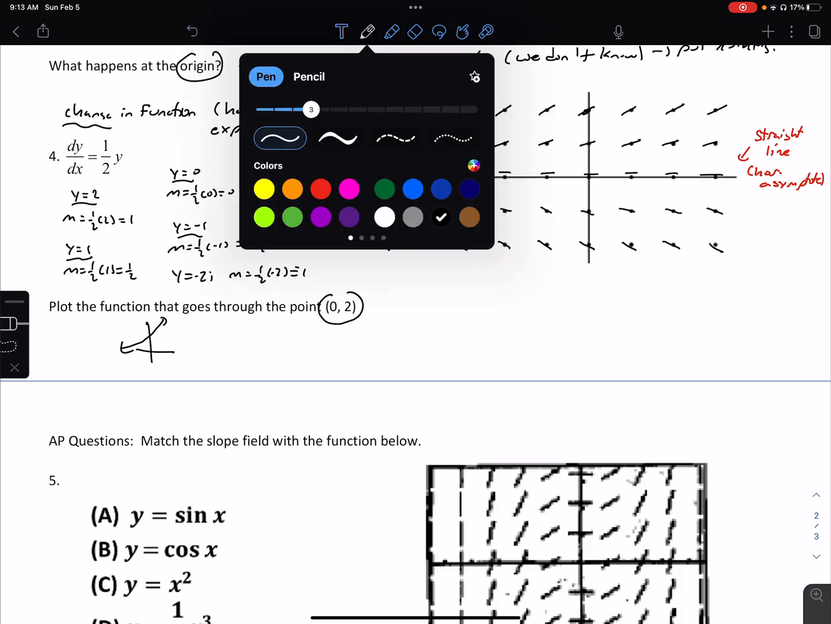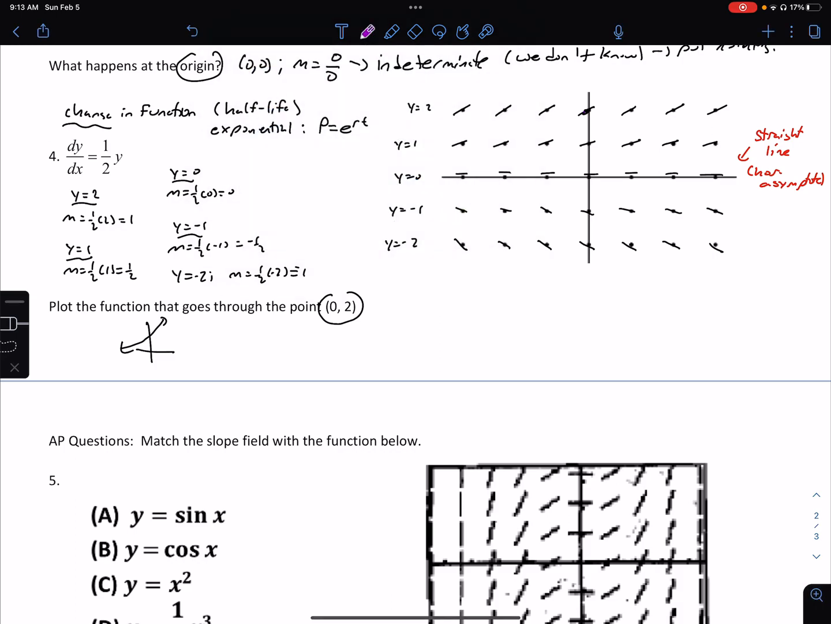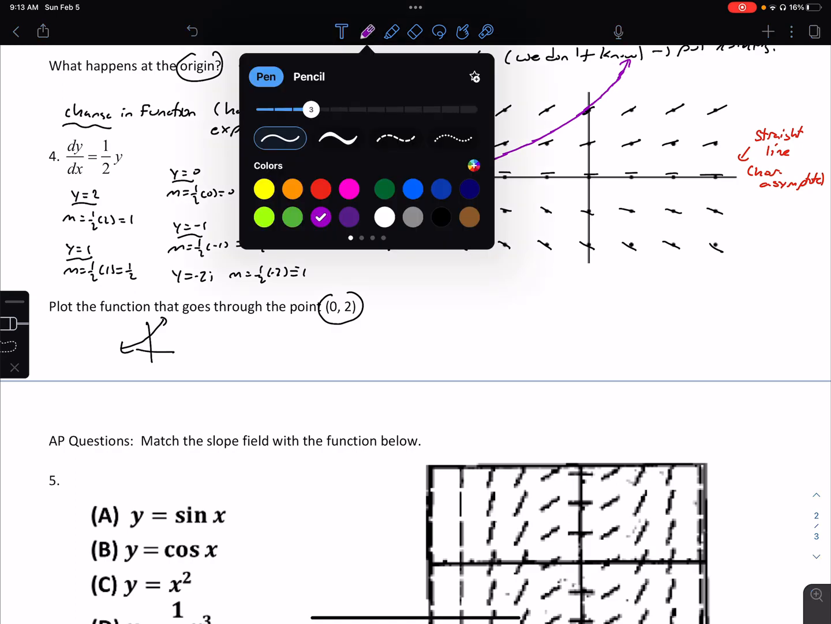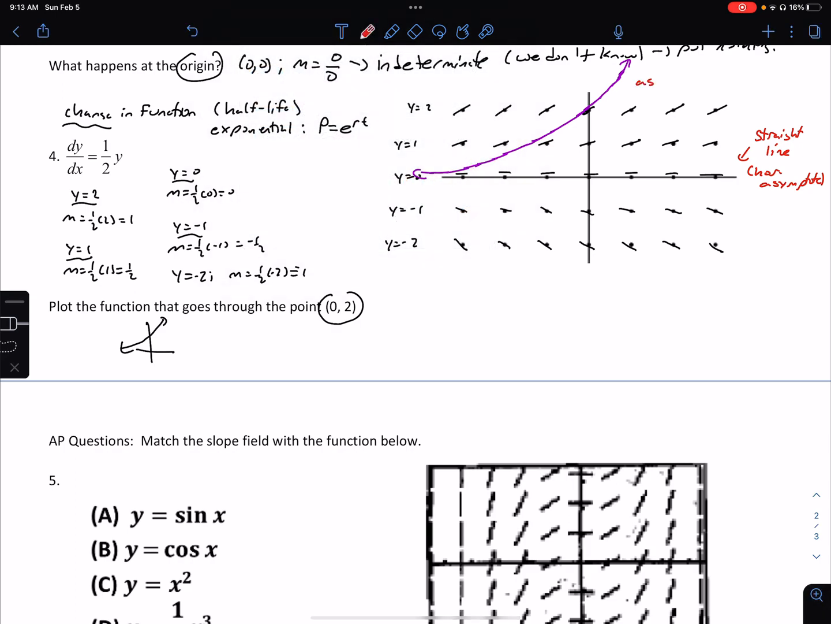Let me draw this in purple here. So we're heading down here. Now notice you don't have to hit the points. It's not like a connect the dots thing. That becomes asymptotic, but as we head to the right, as my y values increase, so do my slope values. So we can say that as y increases, my slope also increases. And I can verify that right here. If y is 4, my slope is 2. If y is 8, my slope is 4.